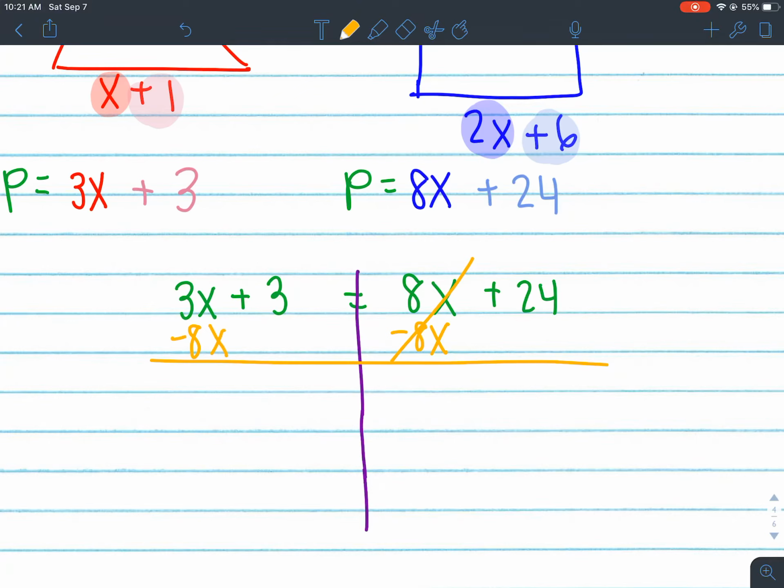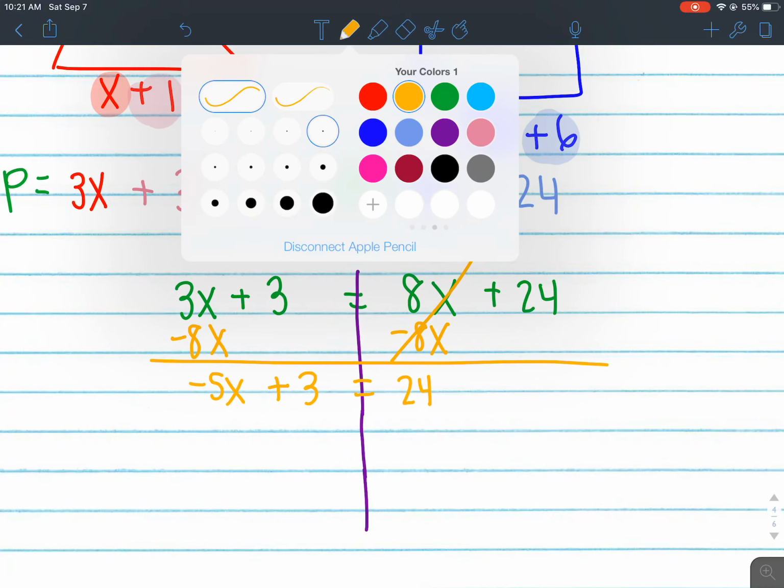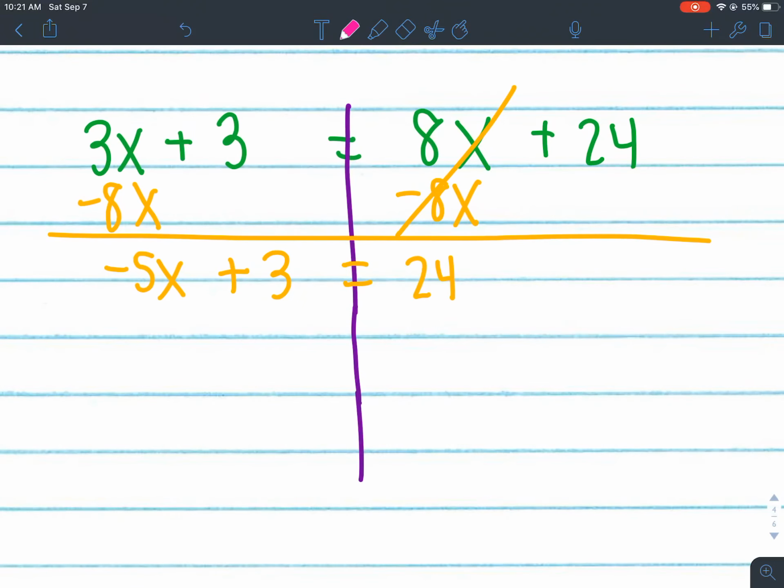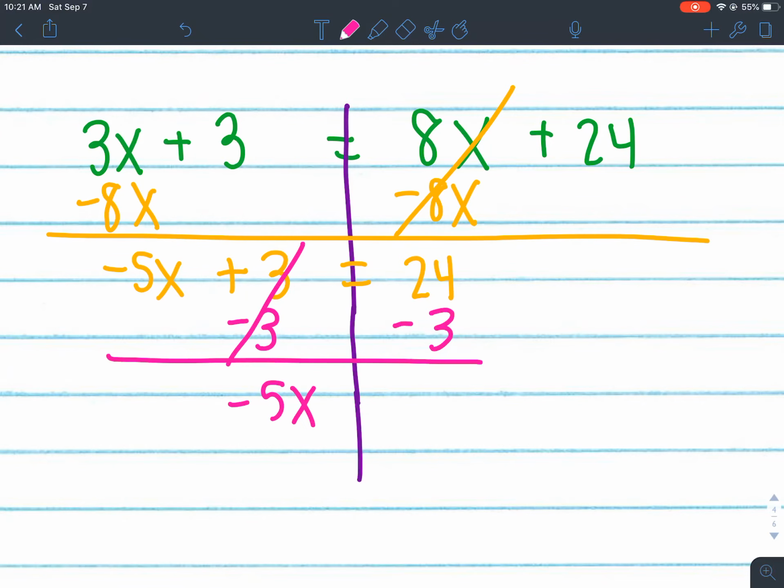So 8x minus 8x over there will cancel. And if I do 3x minus 8x, that's going to give me negative 5x plus 3 equals 24, which is what I have left over there. And then my next step would be to move all my constants to the right side. So I'm going to subtract 3 on both sides. So those 3's will cancel. I have negative 5x equals 21.